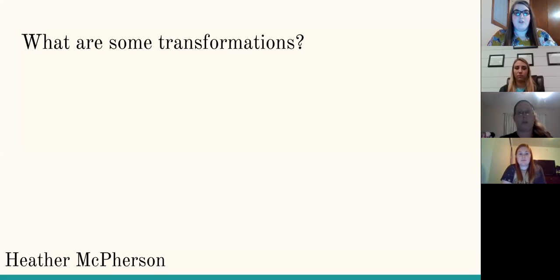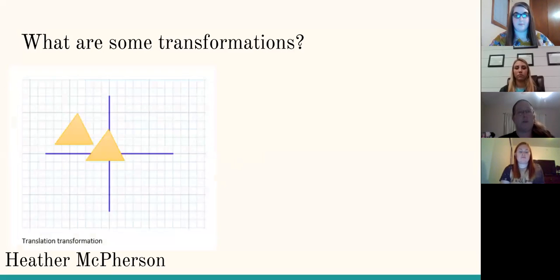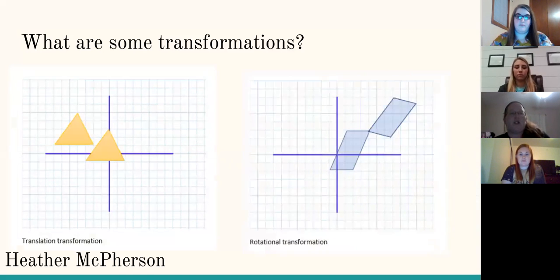Hey, Heather, what are some transformations? Okay, so we've already hit on this a couple of times, so I just want to go over it and make sure you understand a little bit more. One type of transformation is translation. The shape stays the same size. It doesn't change. You go up the same amount of times. You go over the same amount of times. So again, just don't change the shape and you'll have a translation transformation.